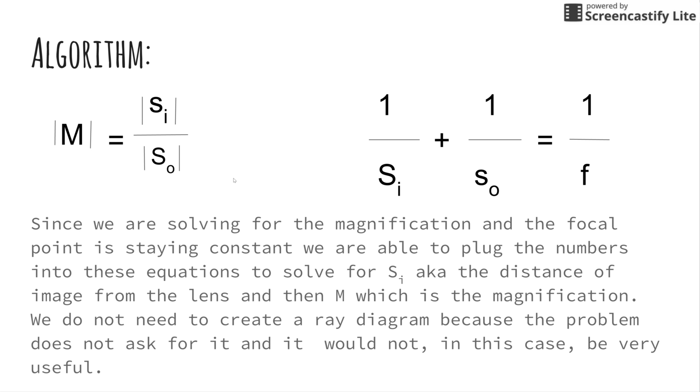The other equation that we're going to need to use is the focal point equation, which is 1 over SI plus 1 over SO equals 1 over F. And since we're solving for the magnification, the focal point is staying constant, so we're able to plug the numbers into these equations to solve for SI, aka the distance of the image from the lens, and then M, which is the magnification. We do not need to create a ray diagram because it's not helpful.